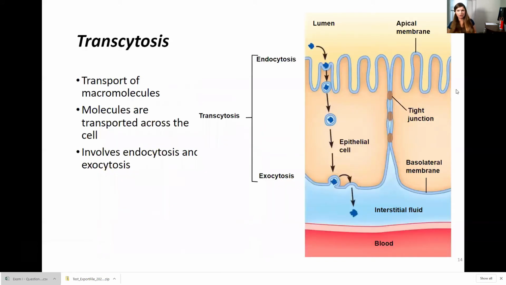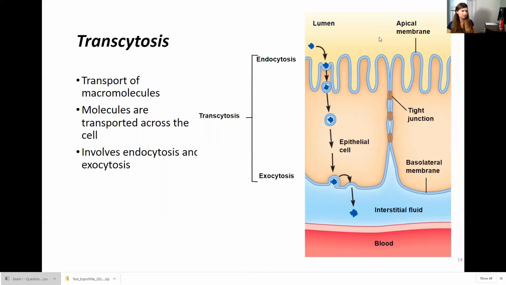Our final type of transport is transcytosis. So transcytosis is different than the types of transport we've been talking about so far. Transcytosis happens for macromolecules, so big ones, basically. When we want something really big to move through our cells, we need a special way to do that.